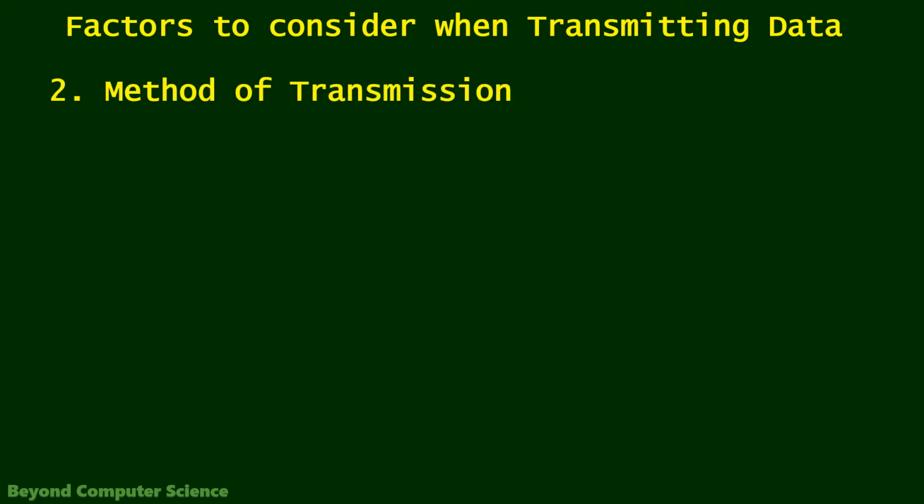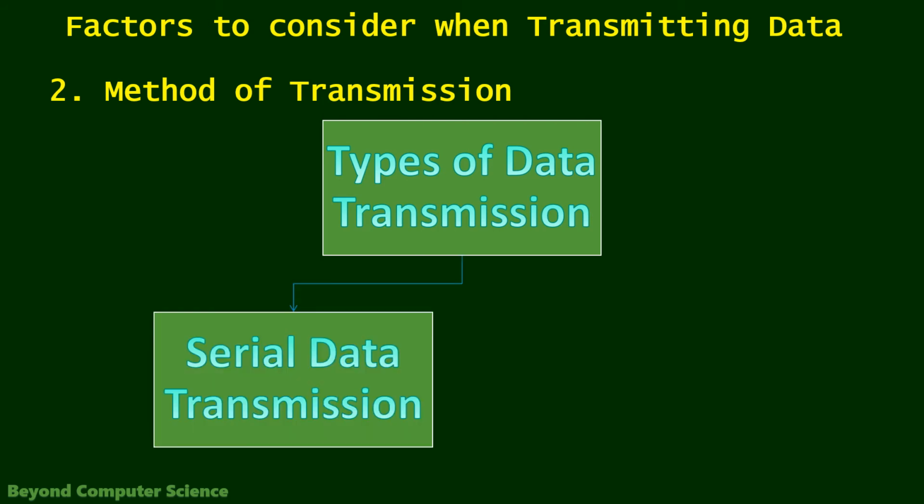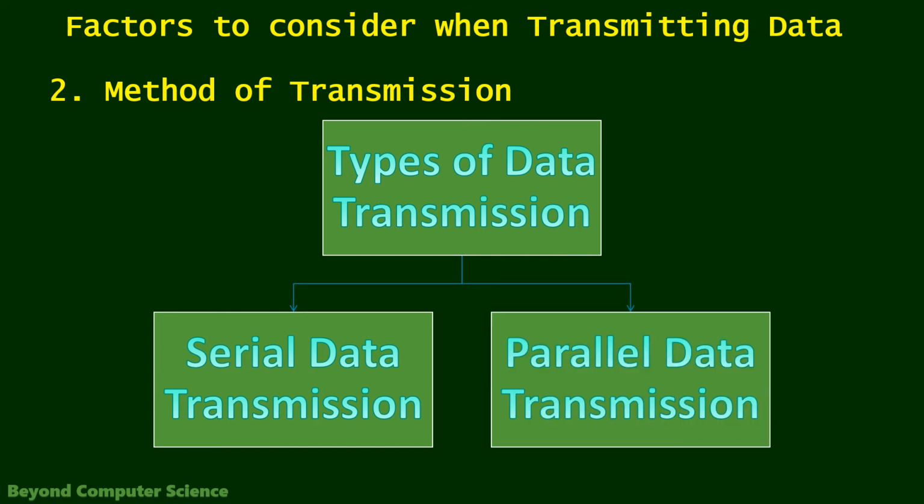Now let's start with the other factor, which is the method of transmission. We are talking about speed now, the method of transmission. So we can also call them types of data transmission. The first one is serial data transmission, and the next one is parallel data transmission.